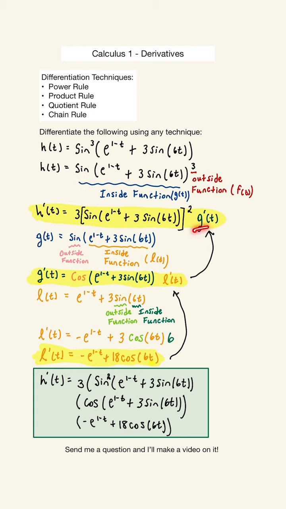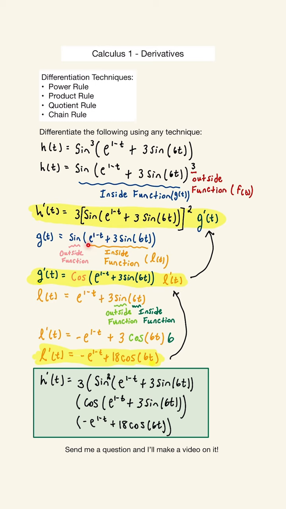And then we're going to take the derivative of this inside function. So for simplicity, we're going to call this inside function g of t. So when we look at g of t, we notice that this also has an outside function and an inside function. So we're going to apply the chain rule again. So when we take the derivative of g of t, we're going to get cosine for our outside function. We're going to leave the inside function alone, and then we're going to take the derivative of our inside function.